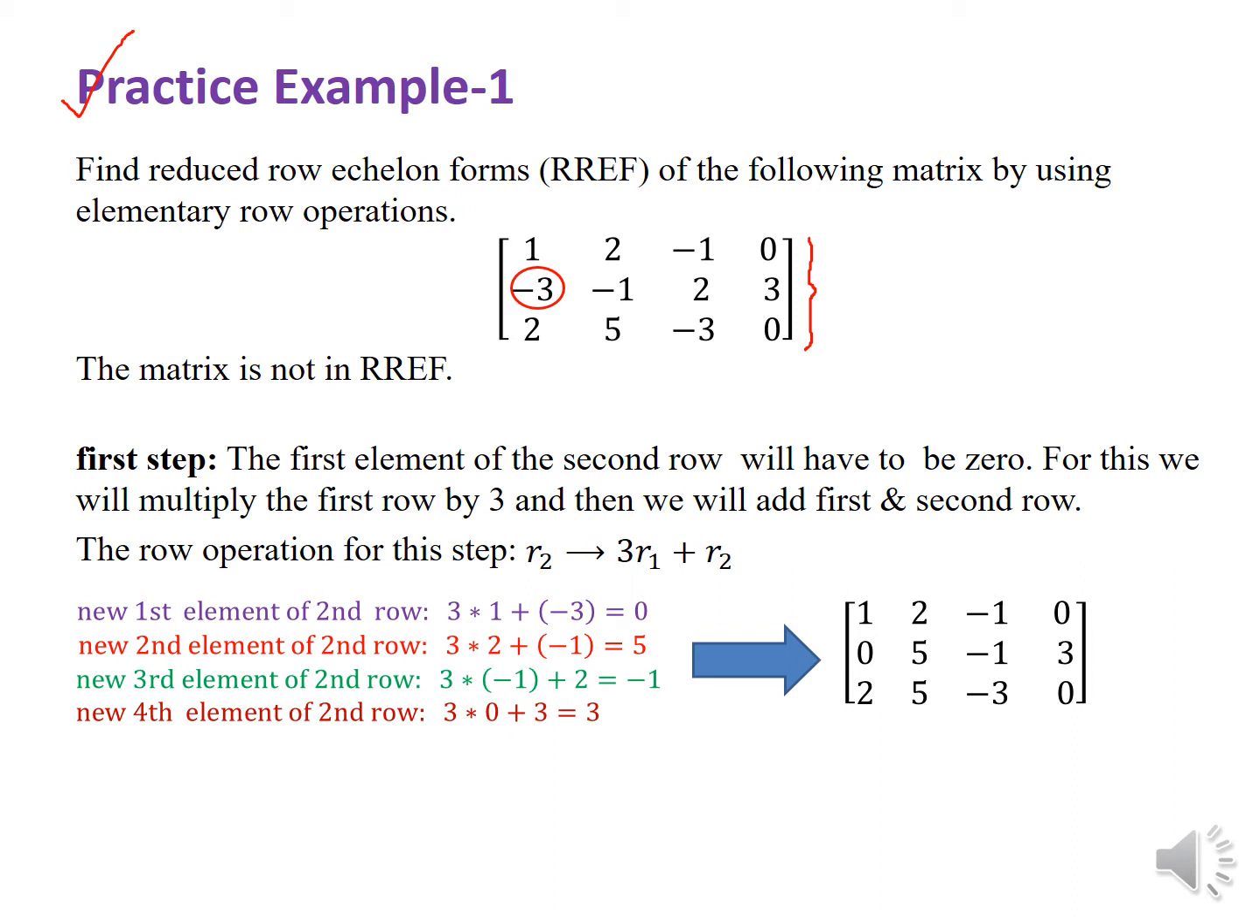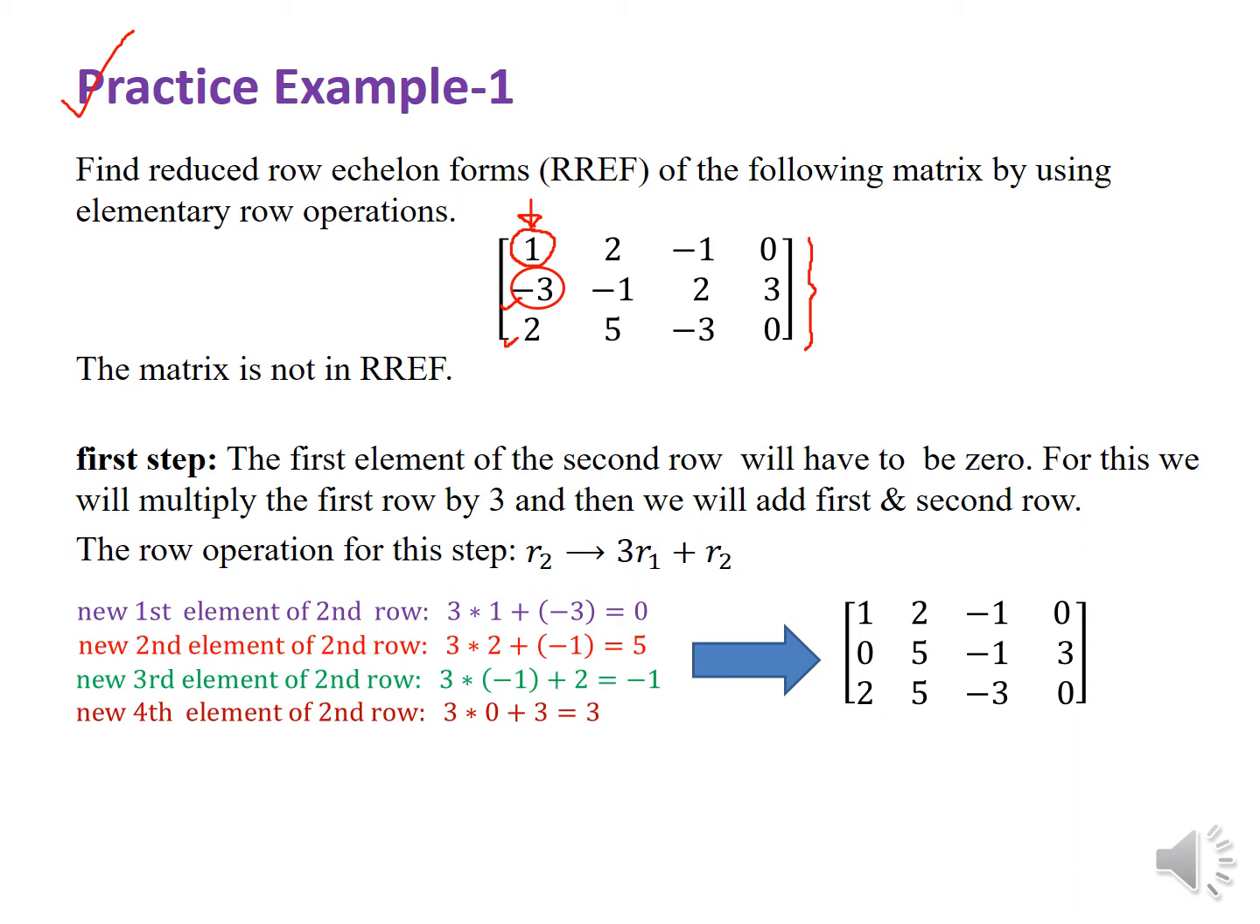First, the leading element of the first row is 1. So according to the condition of reduced row echelon form, in the column containing this leading element, that means in column 1, all other elements except this leading element will be 0. But here we have two non-zero elements. So we need 0 under this leading element 1, as in any column containing a leading element, all other elements have to be 0.